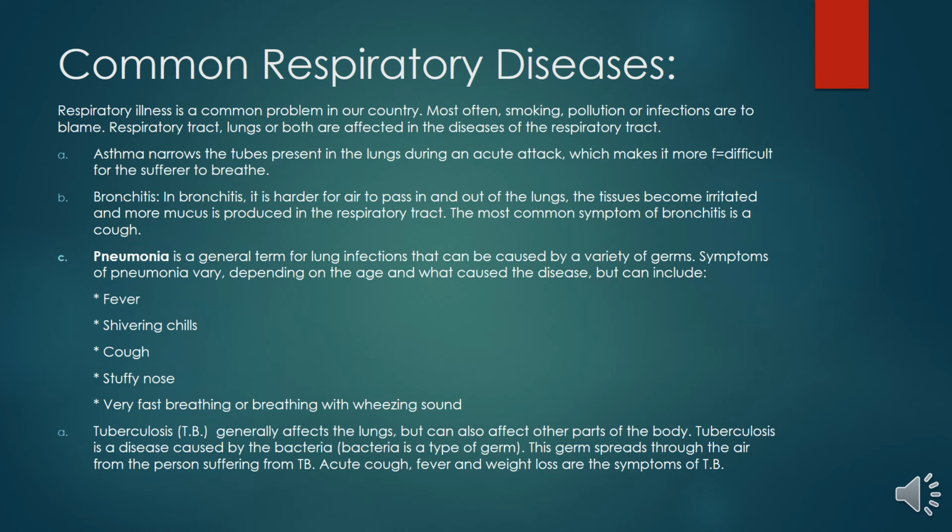The first one is asthma. In simple language, asthma narrows the tubes present in the lungs during an acute attack, which makes it more difficult for the patient to breathe. Coughing, wheezing, and shortness of breath are the symptoms. This disease can run in families or may develop because of pollution. Others prone to asthma may include those who smoke and those who are overweight.